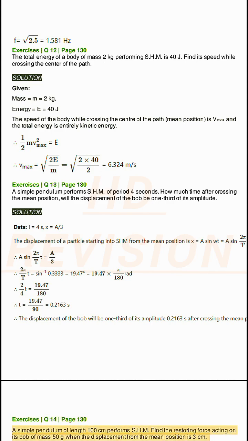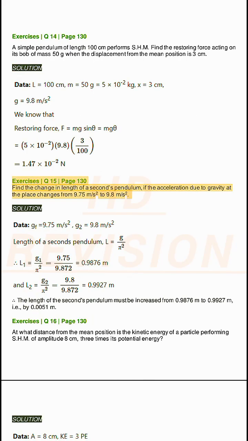Exercises Q14, page 130. A simple pendulum of length 100 cm performs SHM. Find the restoring force acting on its bob of mass 50 grams when the displacement from the mean position is 3 cm. Solution.